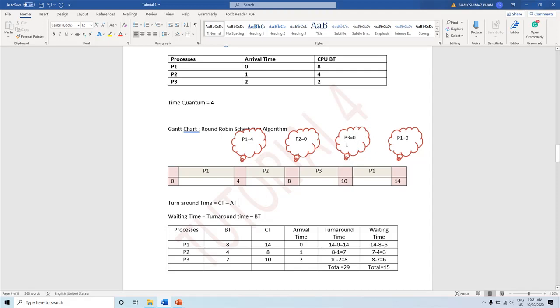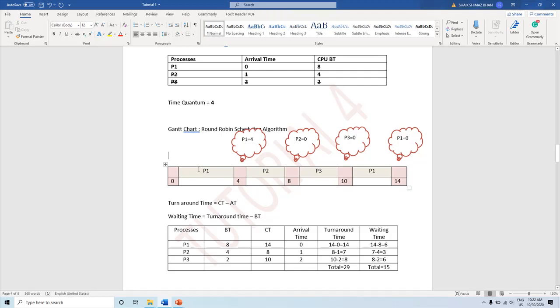Now when P3 terminates, at this particular moment, P2 and P3 have finished, and the only process which remains in the system is P1. How much burst time is remaining for P1? 4 milliseconds. So P1 gets the CPU, it would run from 10 to 14, and P1 burst time also becomes 0 and it terminates. It's very easy to understand.